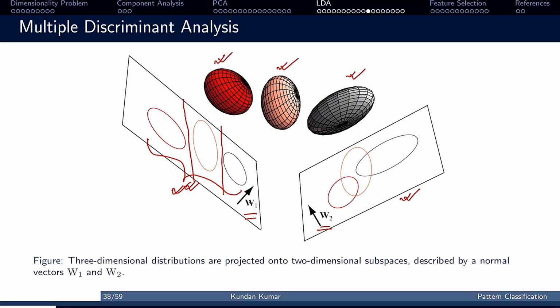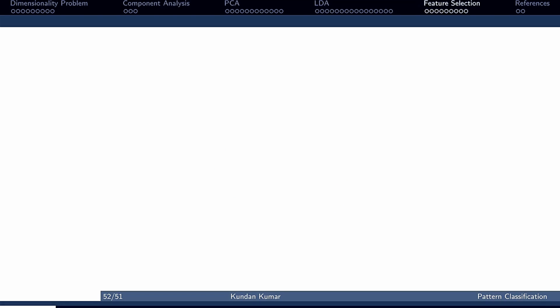But on the other hand, in the two dimensional space denoted by the normal vector W2, the separation between the classes is not good enough to get good accuracy using a classifier. Let us optimize the criterion function for the optimum value of the weight matrix W.